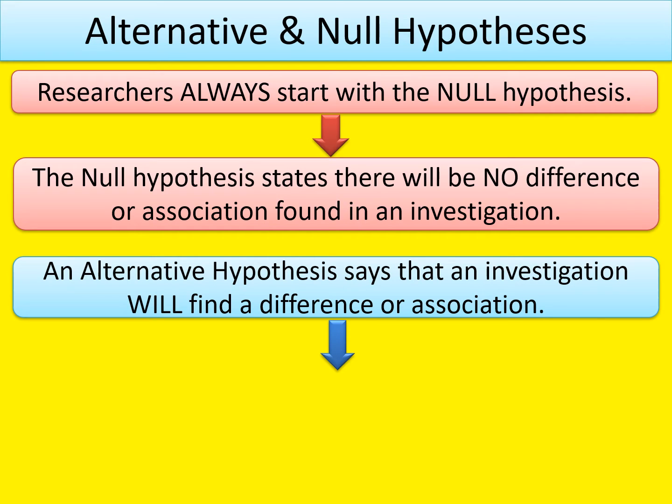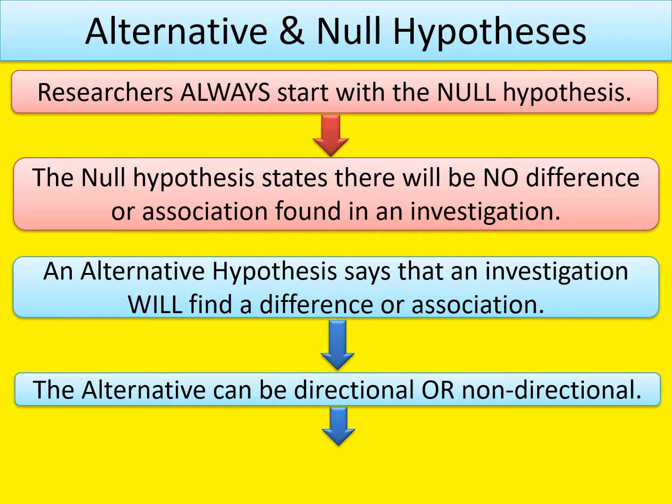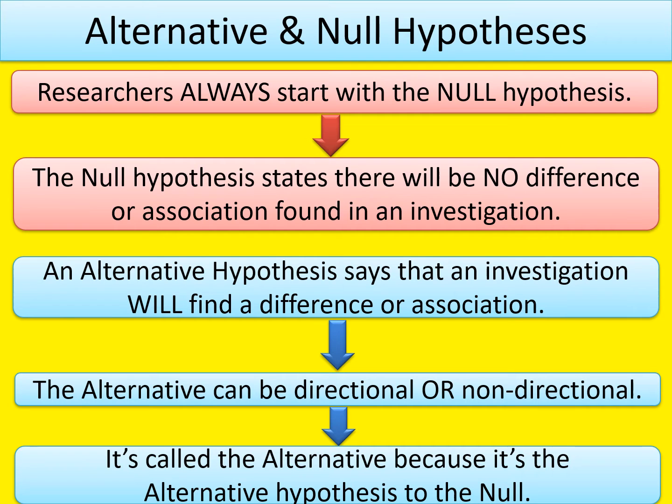So an alternative hypothesis says that an investigation will find a difference or an association, and the alternative hypothesis can either be directional or non-directional. It's called the alternative because it's the alternative hypothesis to the null. So you always start with the null, and there's one null hypothesis saying there will be no difference or there'll be no association. And then the hypotheses always come in pairs. Alongside the null will be the alternative, which is the alternative to the null, and that alternative hypothesis says yes, something is going to happen, and we can either write from that a directional or a non-directional hypothesis, but both of those are referred to as the alternative.